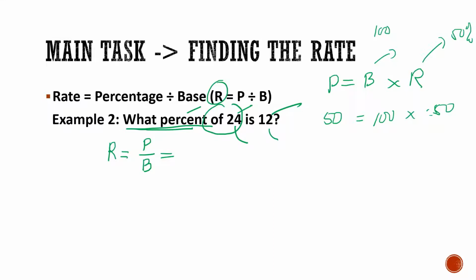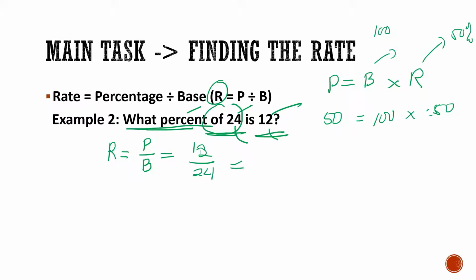Ngayon, usually, ang katabi ng "of" ay ang base. Pero tandaan nyo naman, again, if we're talking about whole numbers, and if we multiply it, if you're talking about whole numbers, ang mas maliit ang percentage. Okay? So, let's have percentage 12 over 24.